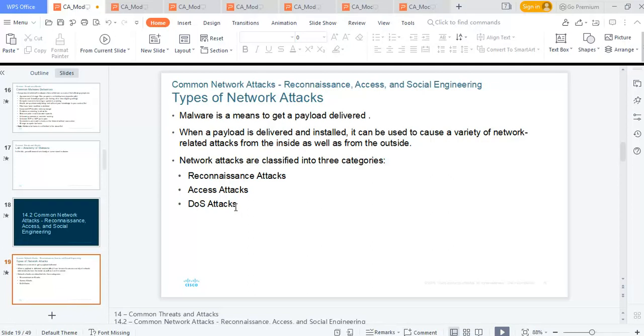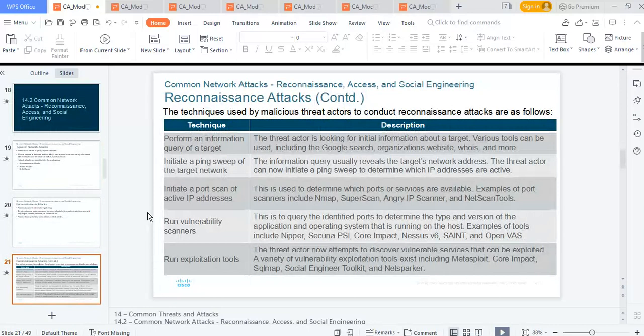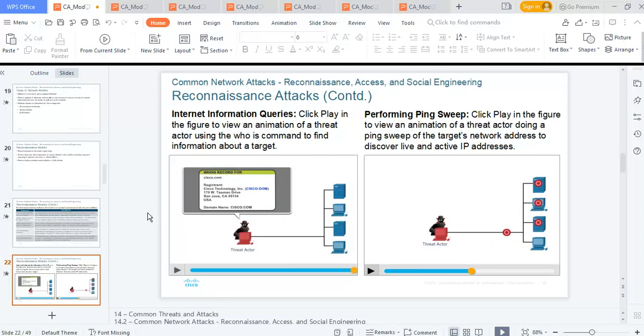So you have different categories of attacks. Even the reconnaissance attacks we have on our network, it's possible we have on our web application. So reconnaissance attacks, access attacks, and DoS attacks. I've explained reconnaissance quite a bit, and these are the different techniques. So please log on to your Cisco learning management platform and check through most of these videos. They will concretize what we've been learning.